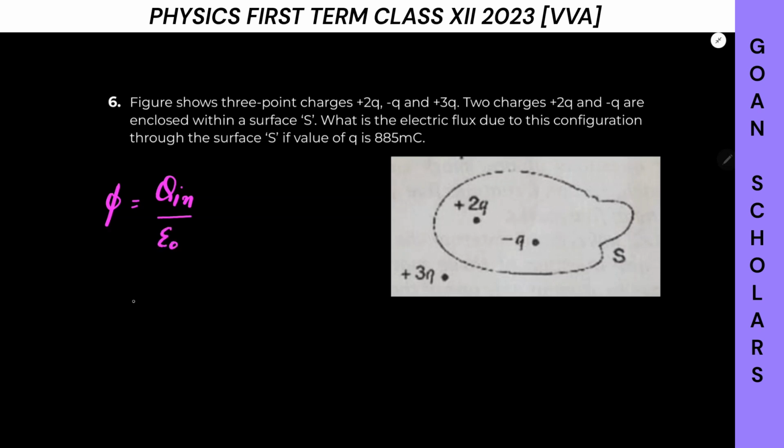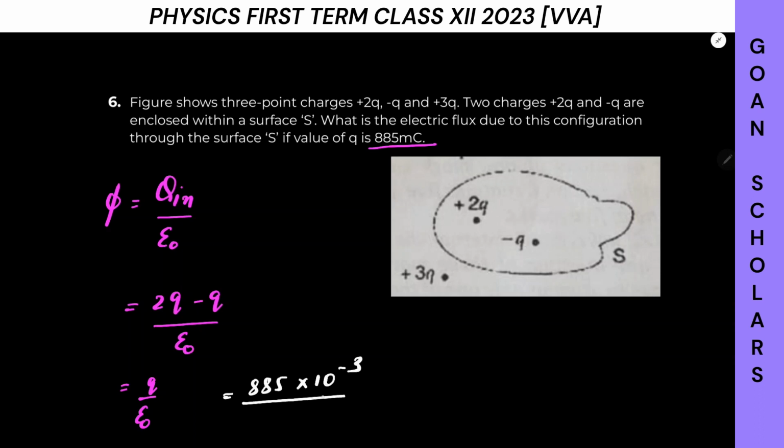So what is the Q in? Q in is 2q plus minus q whole divided by epsilon naught. And what is 2q minus q? It will be q upon epsilon naught. And what is the q value? As per the question, it is 885 millicoulombs. Small m means milli. So this will be 885 into 10 to the power minus 3 upon epsilon naught, 8.854 into 10 to the power minus 12.